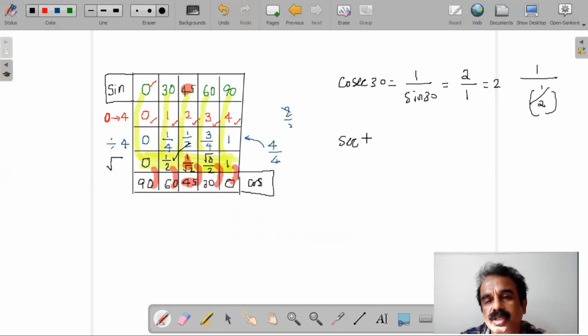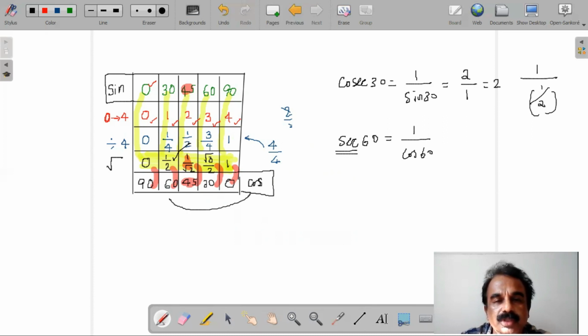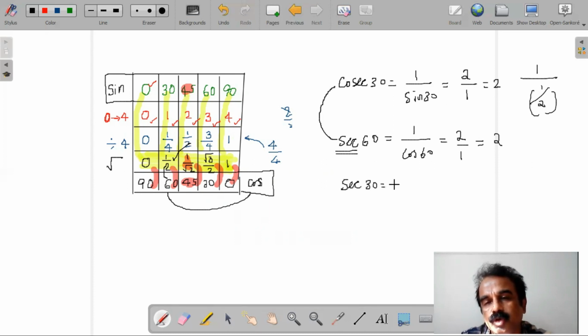Similarly, if you want to get sec 60, sec is the reciprocal of cos. What is cos 60? From the table, cos 60 is 1 by 2, and the answer will be 2 by 1. So the answer is 2. That means cosec 30 and sec 60 are the same. Suppose you want sec 30, no problem, it will be 1 by cos 30. Again, the reciprocal of cos 30. Cos 30 is root 3 by 2. So sec 30 will be 2 by root 3.